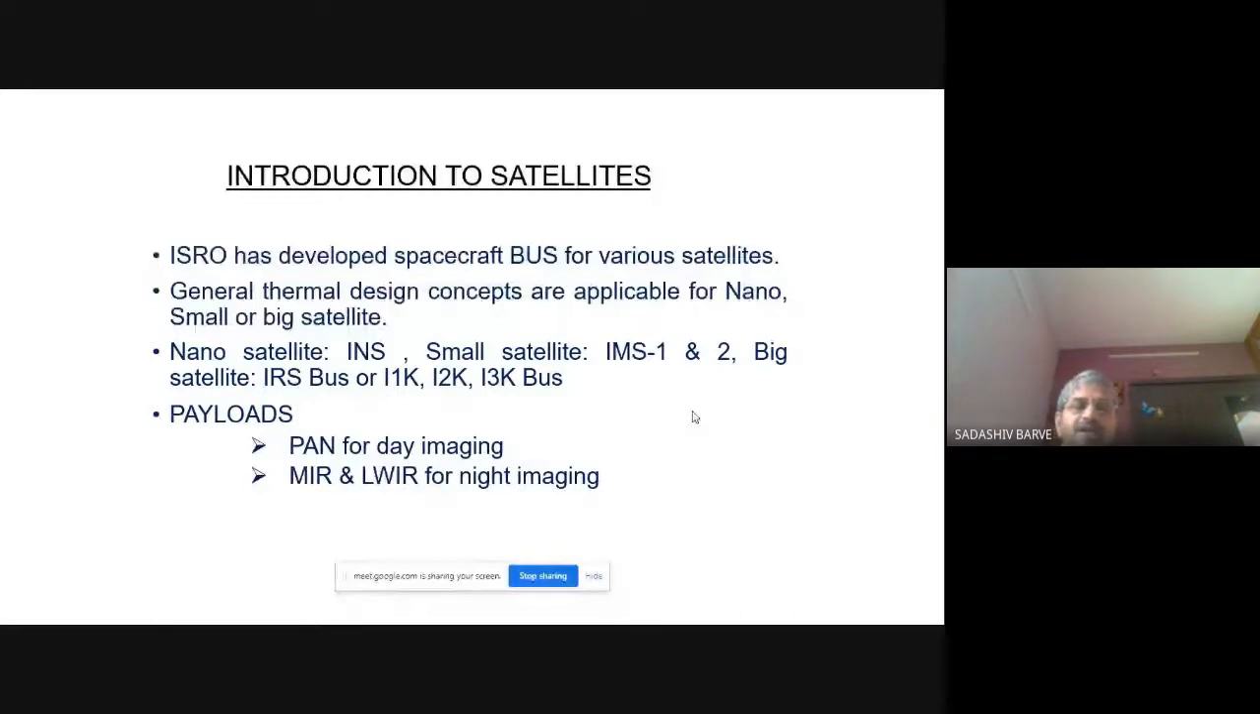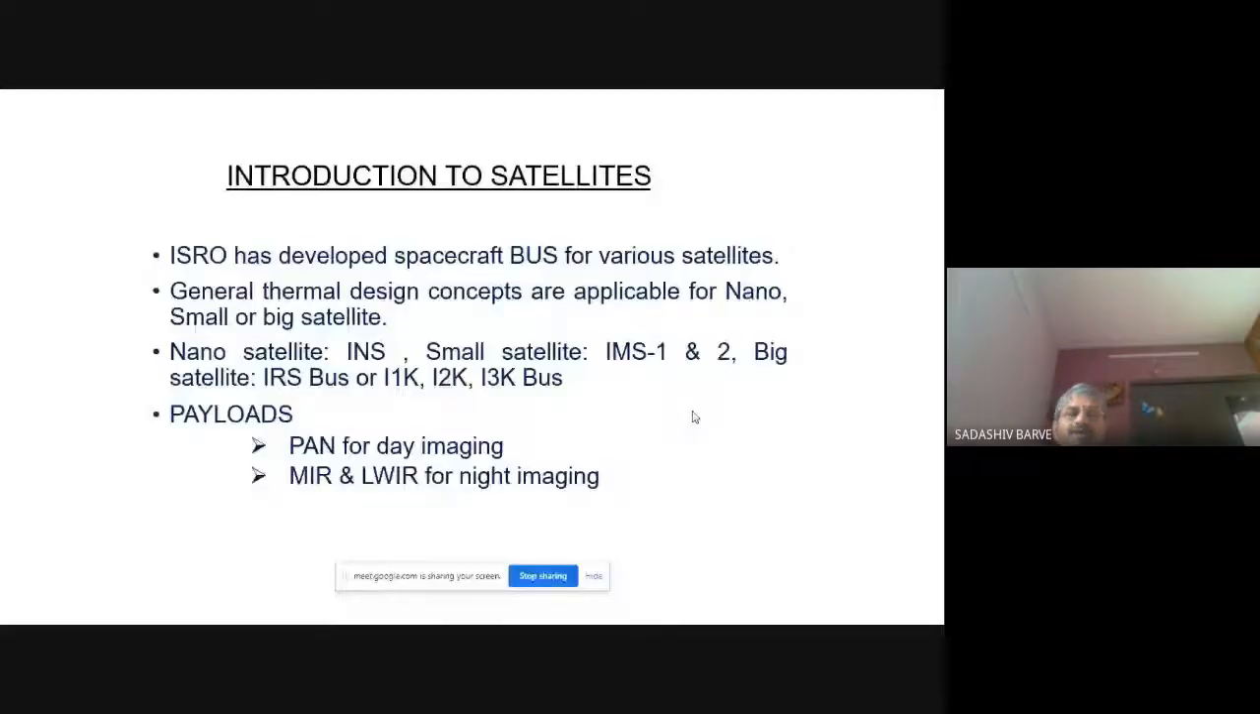The same thing is applicable for panchromatic satellites. Those payloads can operate only during the daytime, when the area is illuminated by the sun. While middle infrared and long wave infrared can also work at night because they are working in the microwave area.